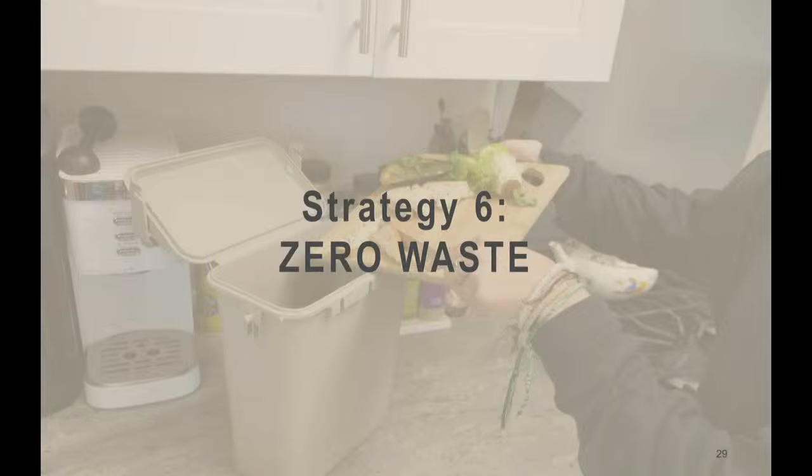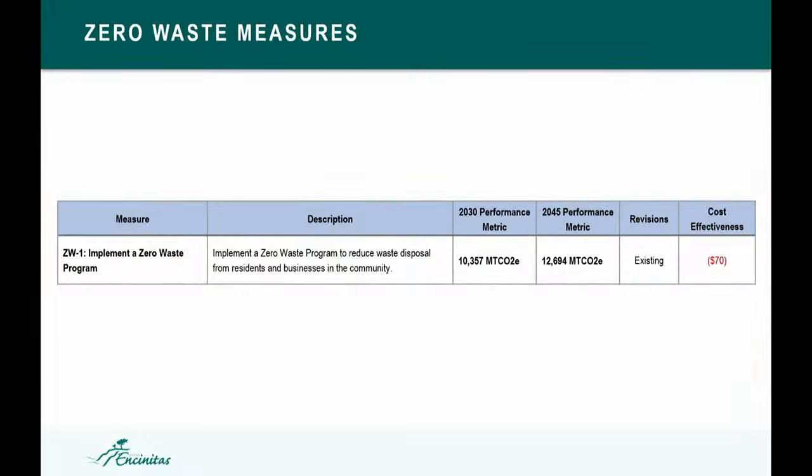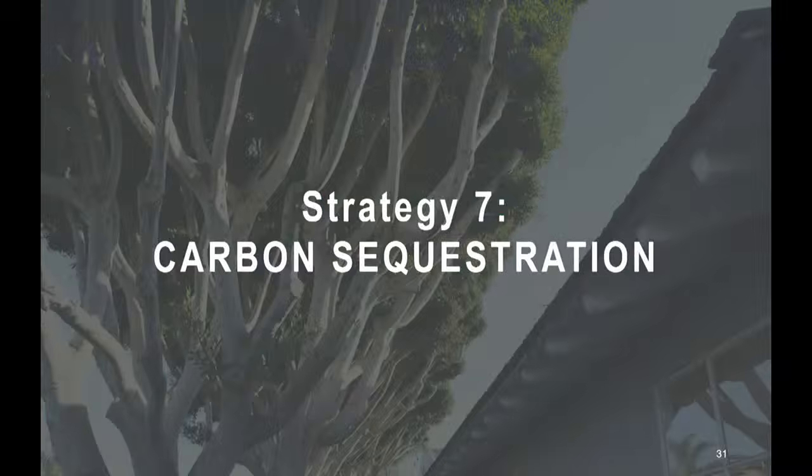Strategy 6, zero waste, aims to increase waste diversion throughout Encinitas. There are no newly proposed measures in the zero waste strategy, as Measure ZW1, Implement a Zero Waste Program, outlines several primary implementation actions that all account for the actions the city is already taking or may take to further reduce waste disposal and increase solid waste diversion.